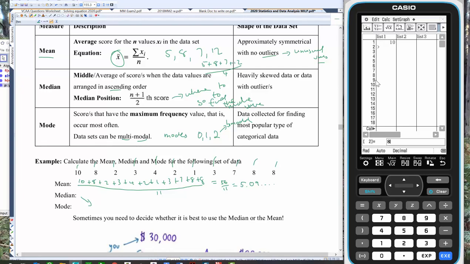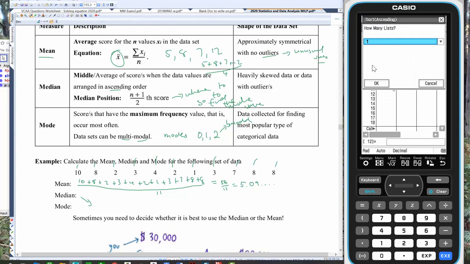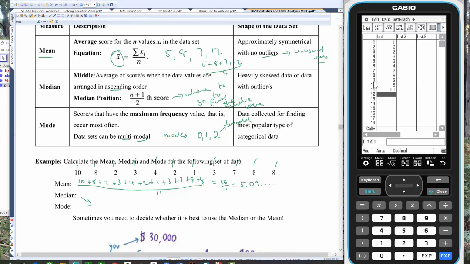So 10, 8, 2, 3, 4, 2, 1, 3, 7, 8, and 8. And I'm just going to go Edit and Sort Ascending. Now remember, it asks how many times you want me to do this or for how many lists and where is your list. So if you typed it into list 2 or list 3, you'll need to change that. If you typed it into list 1, all good.